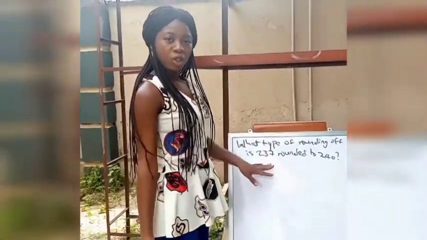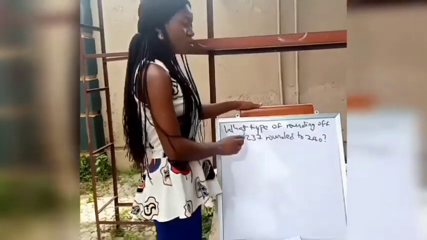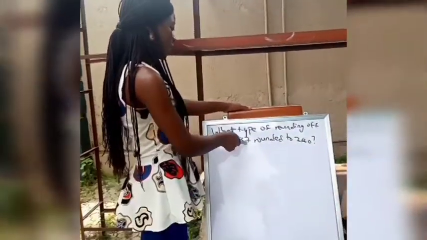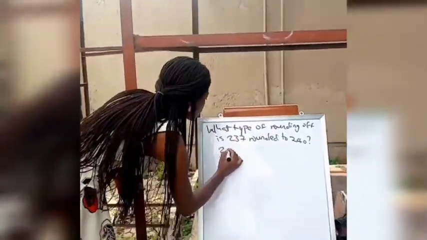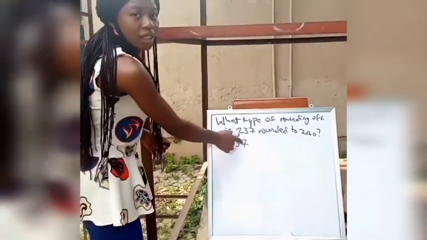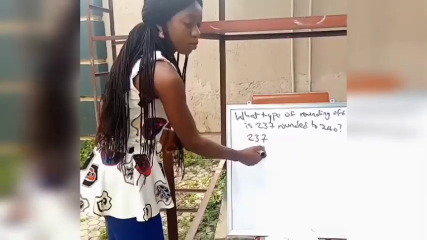Got this question, okay? You got this particular one. Now they say, what type of rounding off is 237 rounded to 240? I just want to clarify something for you. 237 is in the hundreds. 237 is in what? 100.